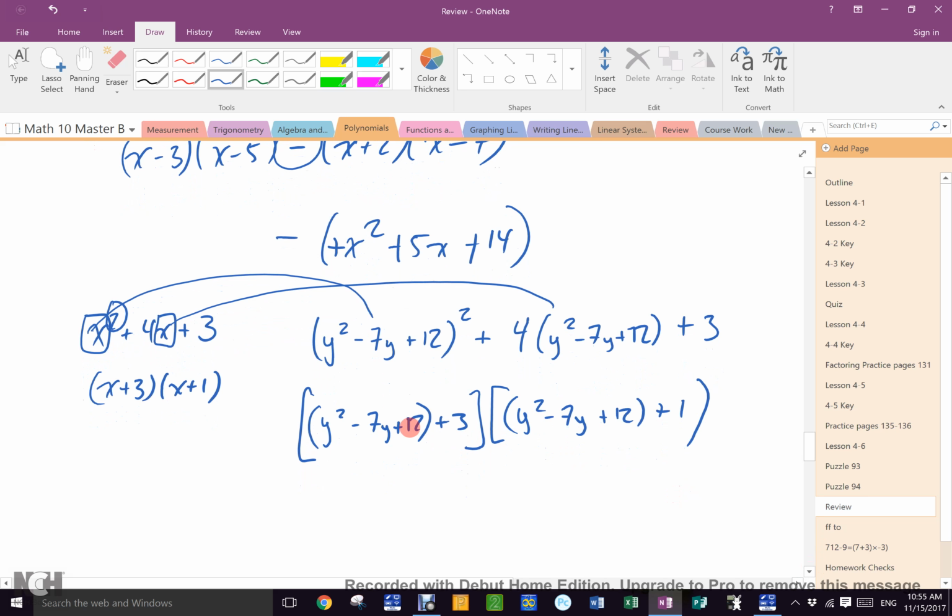Okay. Now what would you do with this 12 and the 3? Plus 15, right? And this one would be y squared minus 7y plus 14, yes? 12 plus 1. 13, yeah. Now, looking at those, you would look again and see if those are factorable. They're not, but you would check for it.